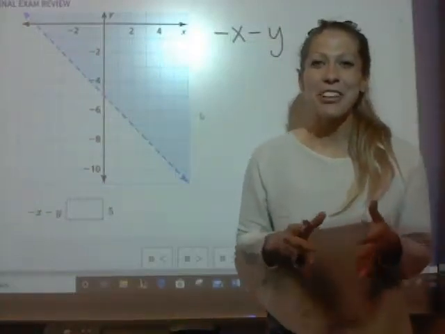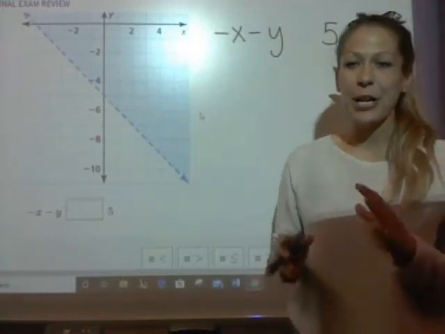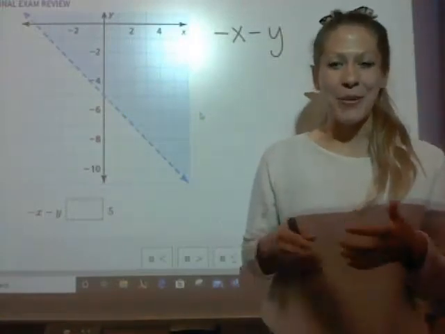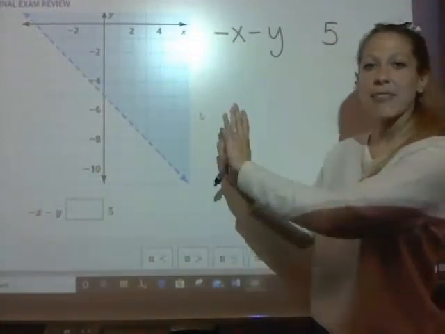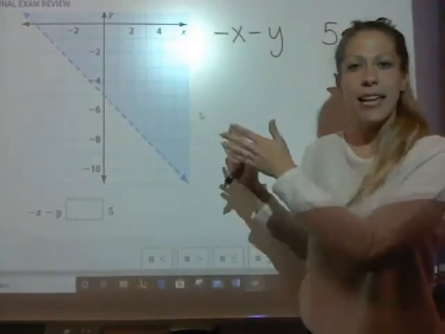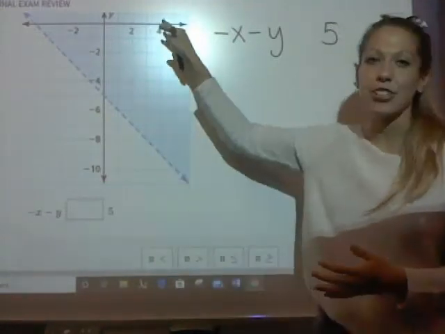Right, this one is number 13 on your final exam review. And it is a little bit trickier because they didn't quite write it the way that we normally practiced it during class. So what we have here is a picture of an inequality. And I know this is a graph of an inequality and not an equation because there's shading.